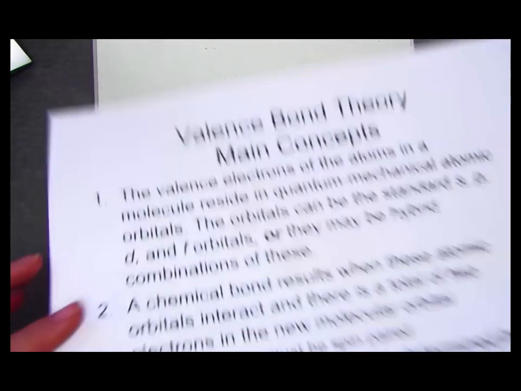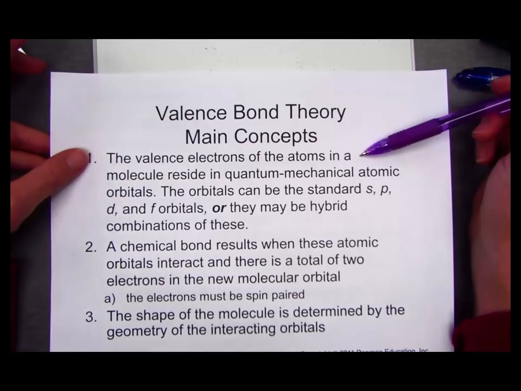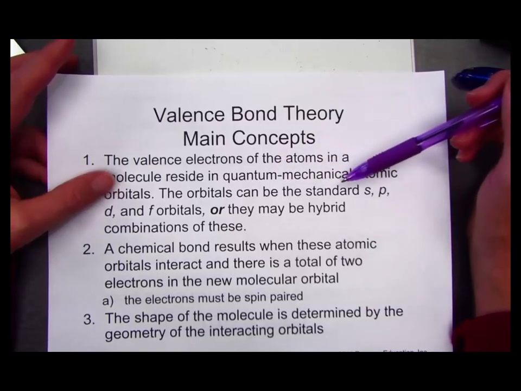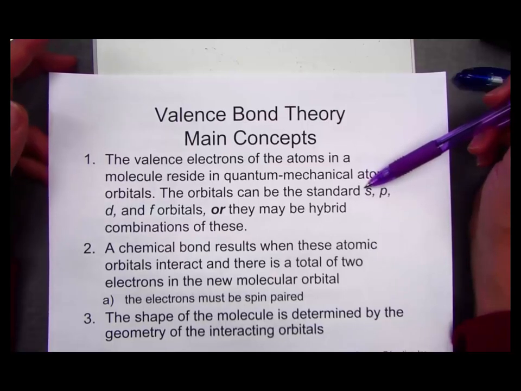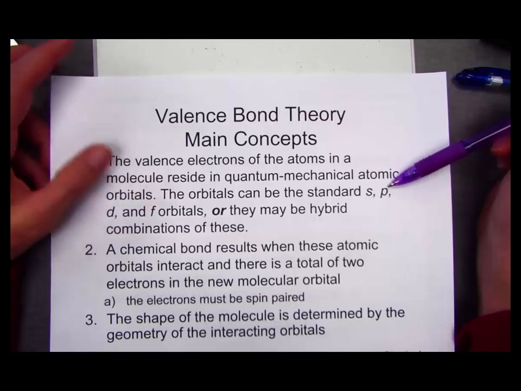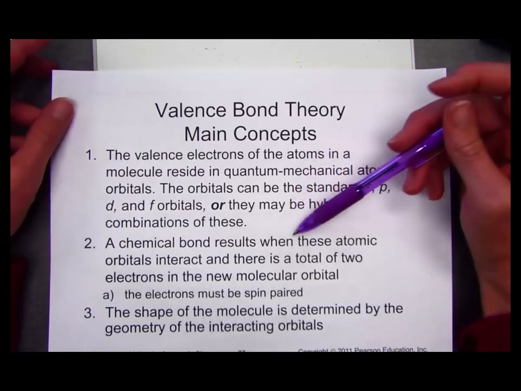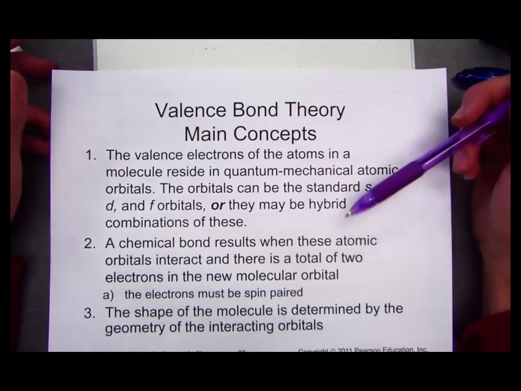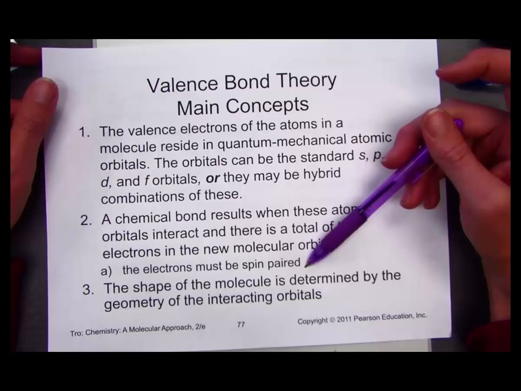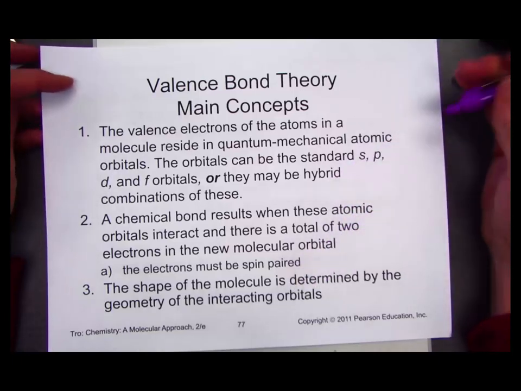So the valence bond theory, I need to check, am I on the right slide? Yep, 77. The valence bond theory has some main concepts, and let's share what those are. It says the valence electrons of the atom in a molecule reside in the quantum mechanical atomic orbitals. That's fancy for saying the s, which are spherical, the p, which are hourglass shaped, the d, which stands for diffuse, if you remember they look like clover leaves, and the f orbitals, or they may hybridize to be any kind of combination thereof. A chemical bond results when these atomic orbitals interact, and there is a total of 2 electrons in the new molecular orbital, and they must spin in opposite directions, so the spin rule is the same. One spins up, the other will spin down. The shape of the molecule is determined by the geometry of the interacting orbitals.